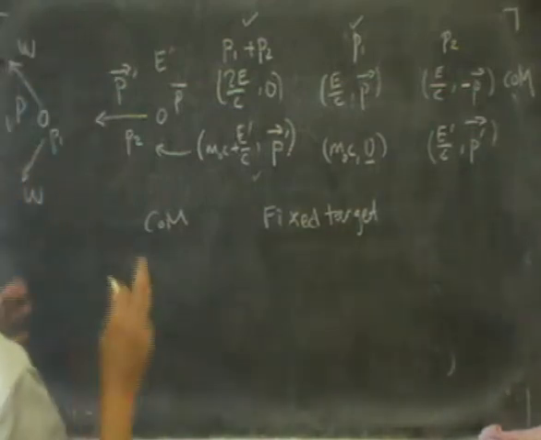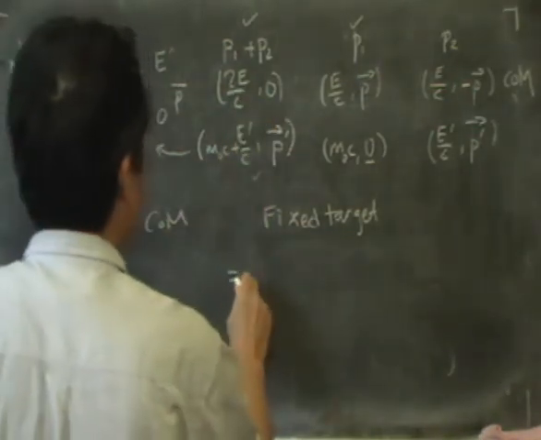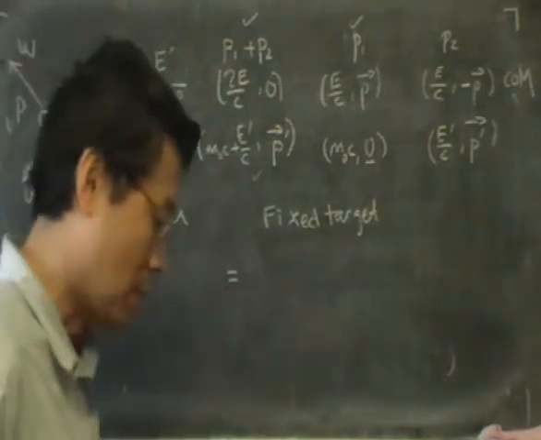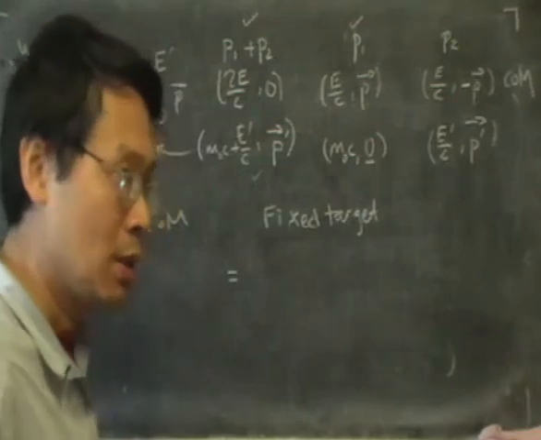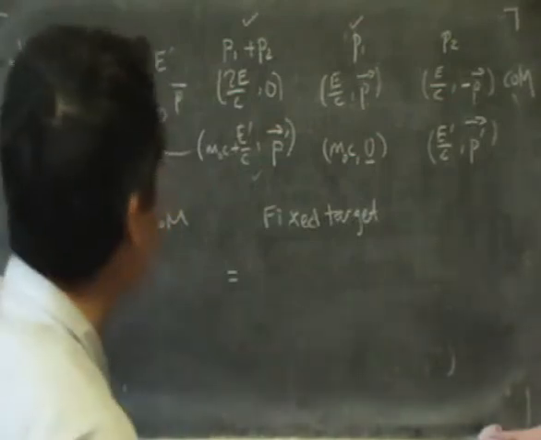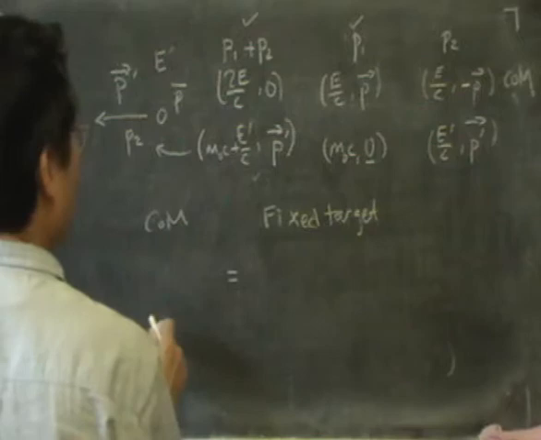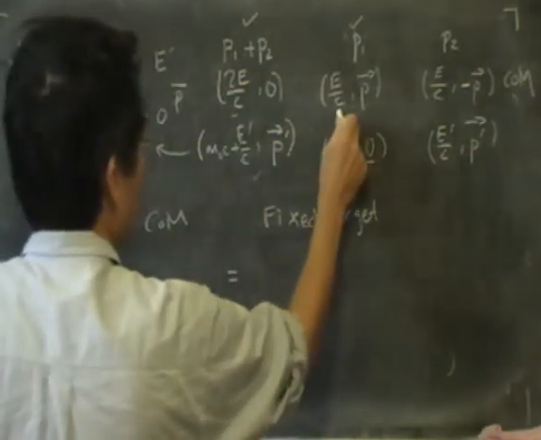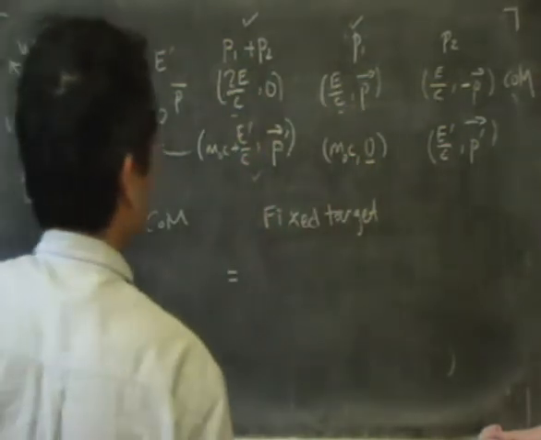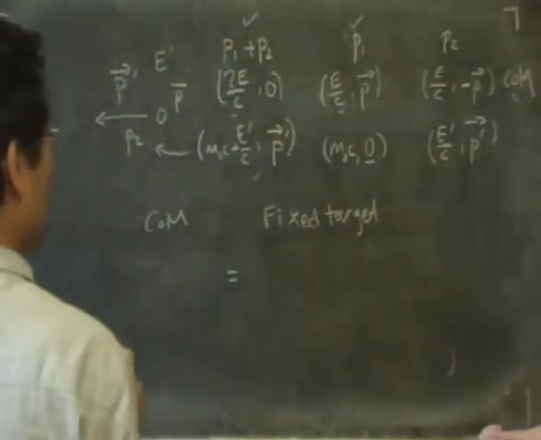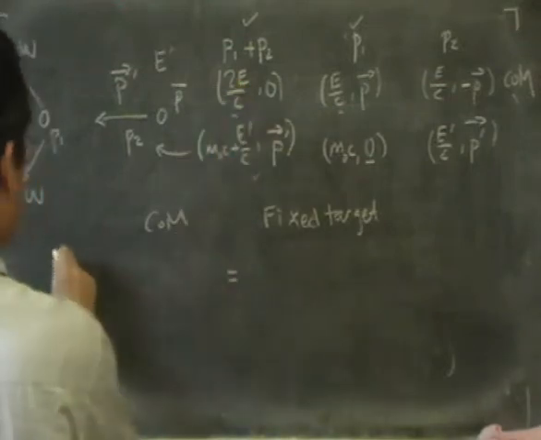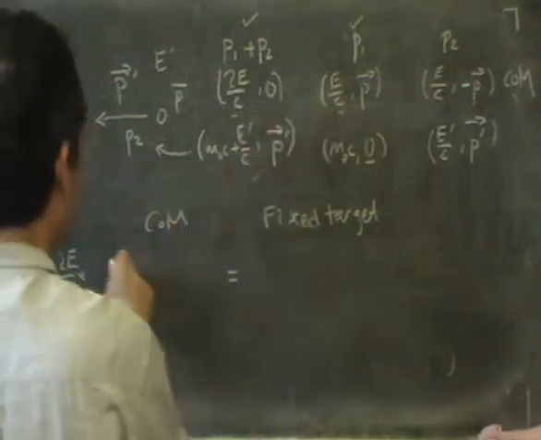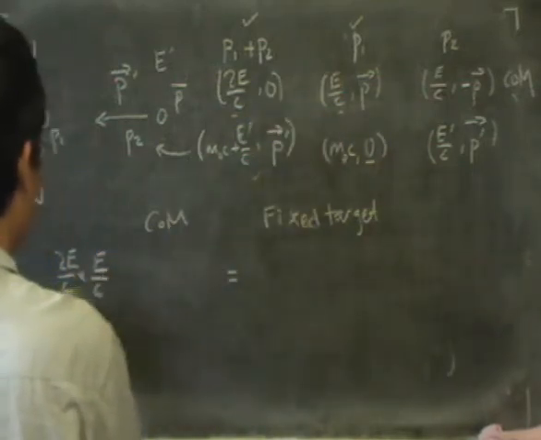Okay, center of mass frame. If you recall from the way I calculated the inner product in the example just now, when I multiply those two terms, that corresponds to the time position, I have 2E over c times E over c. These gain a minus sign.